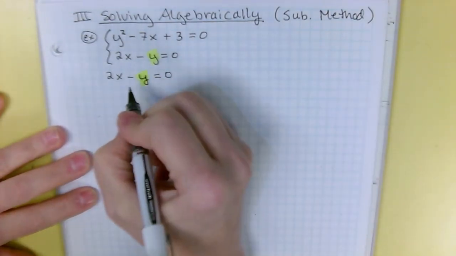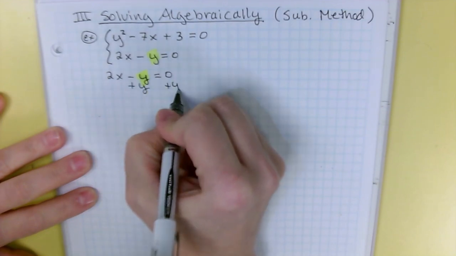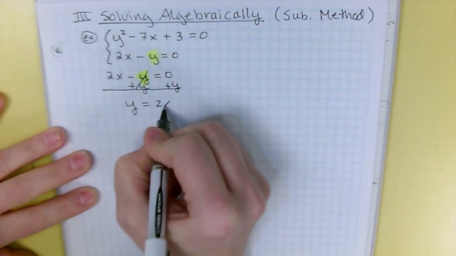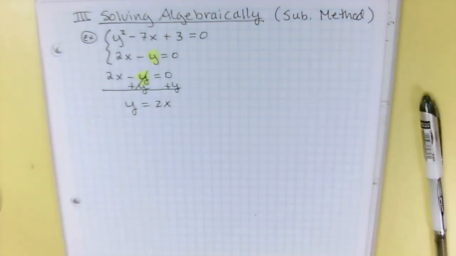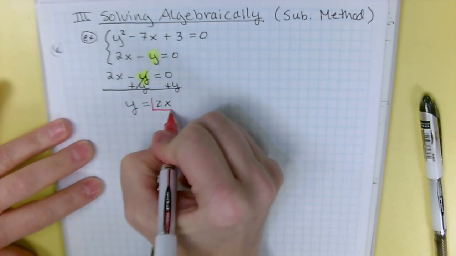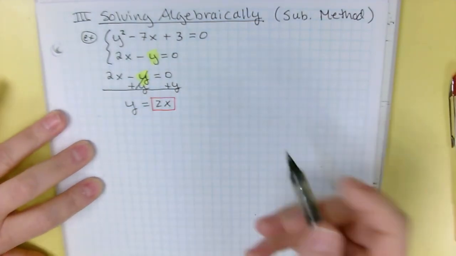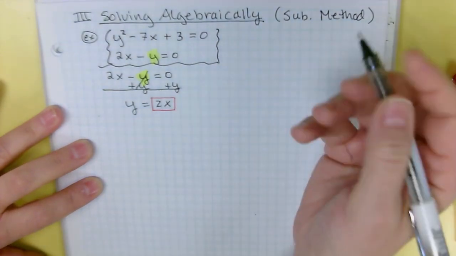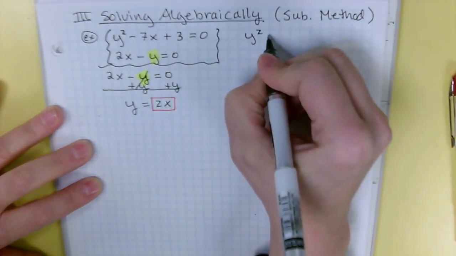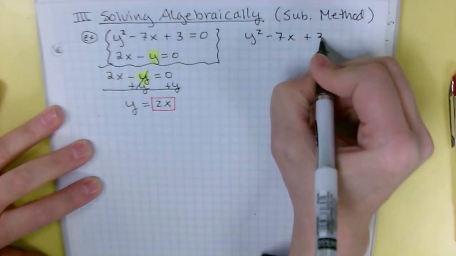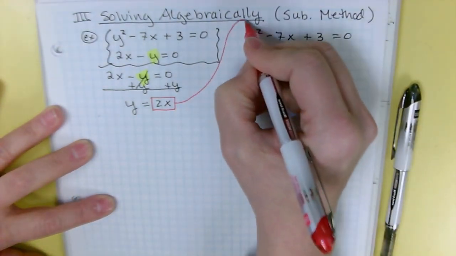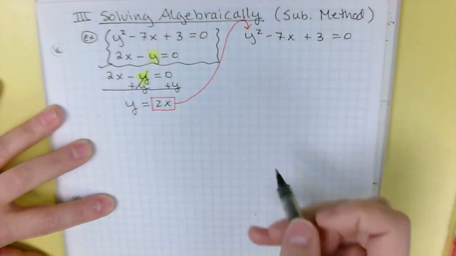So you can do this a number of ways. One way is to add y to the right, and then just flip the sides, y equals 2x. So solve the easiest one you can figure between the two and get your first answer. Okay, so now I'm going to write the one we haven't used yet, y squared minus 7x plus 3 equals 0, and we're going to substitute 2x in for the y.